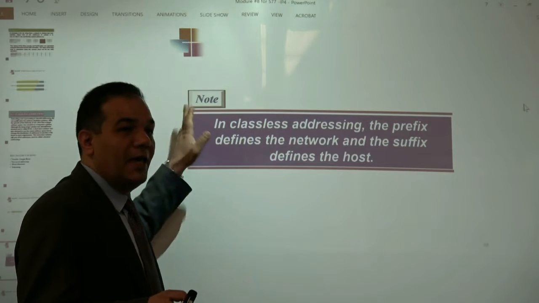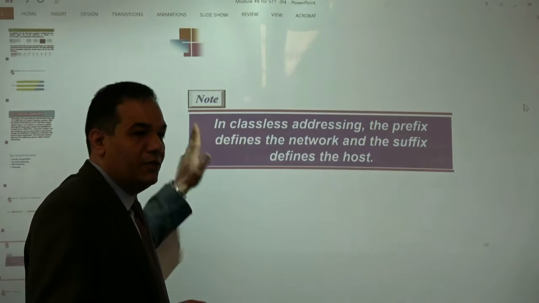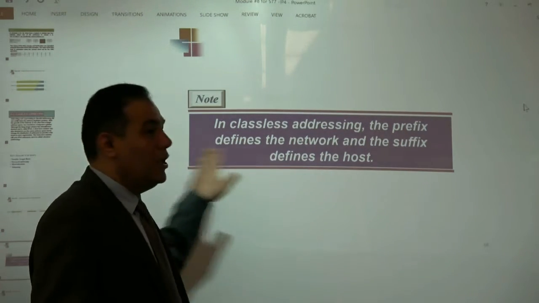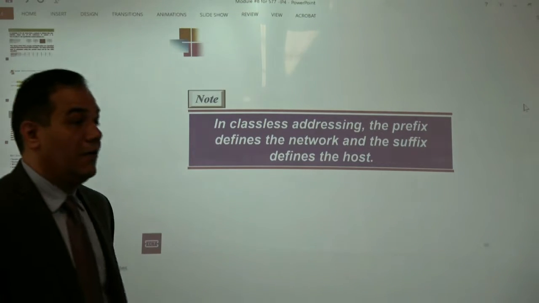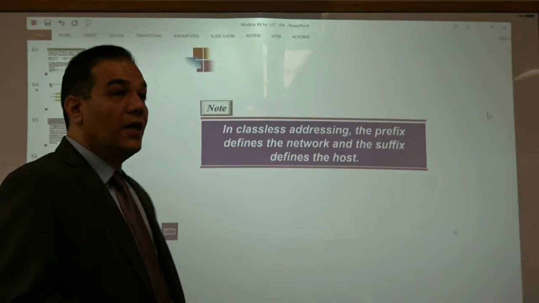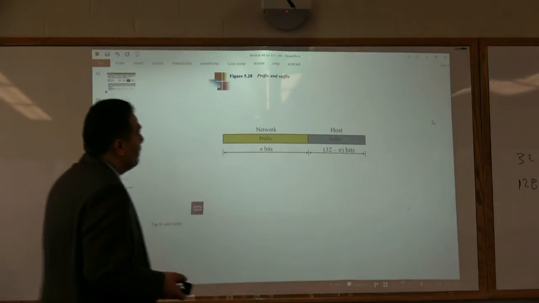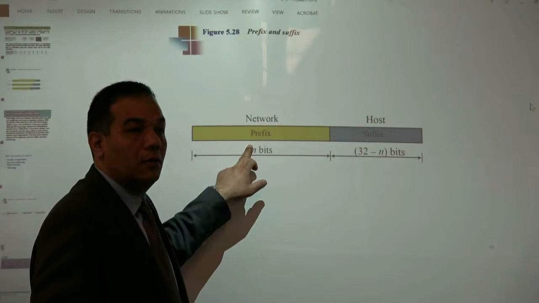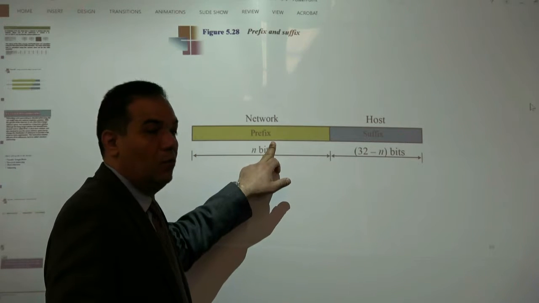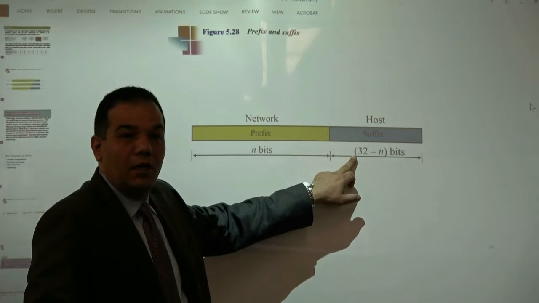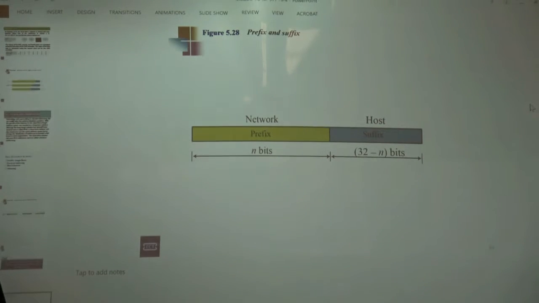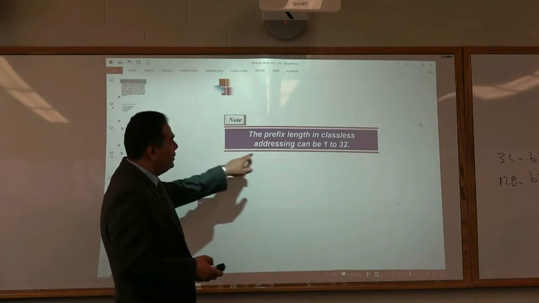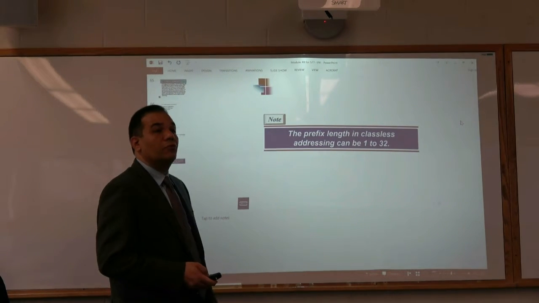For class A, it's 8 and 24. Class B, 16 and 16. Class C, 24 and 8, fixed. In here, it will be flexible, the network address and the host address. So the prefix does not necessarily have to be 16 as for class B. It could be 15, it could be 12, it could be 10, it could be 21, and the rest will be in the host address. We don't deal with the classes here anymore. So the prefix length in classless addressing can be from 1 to 32.